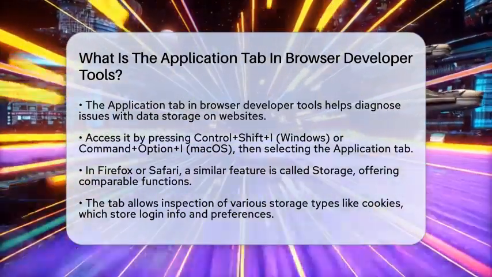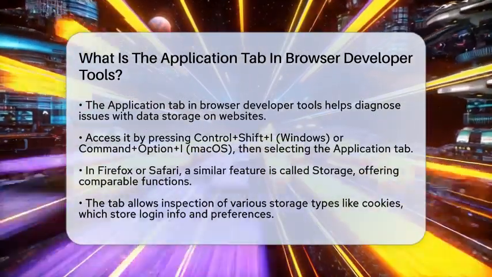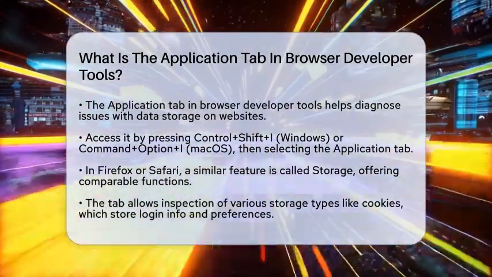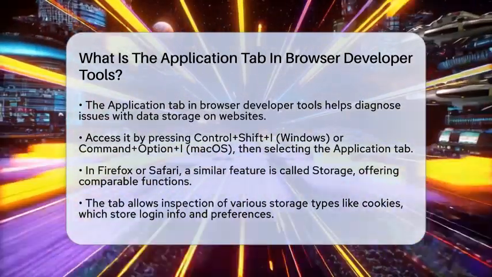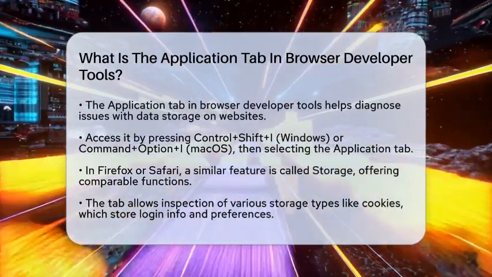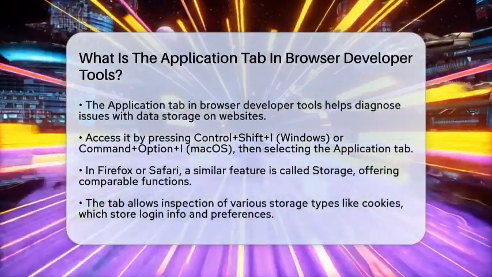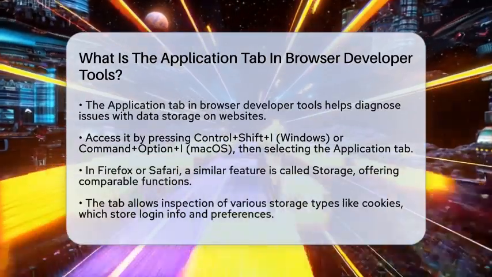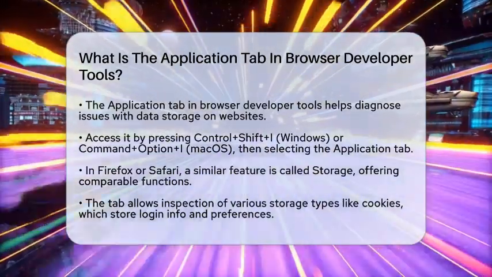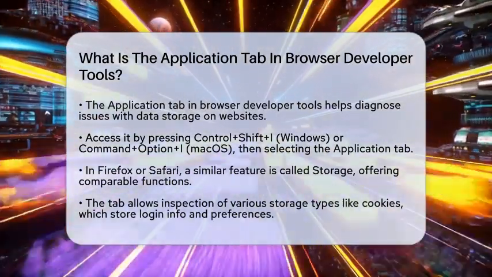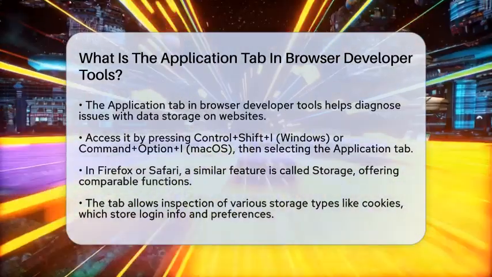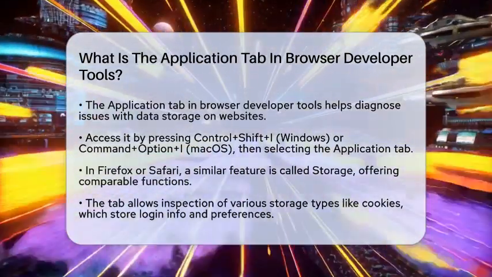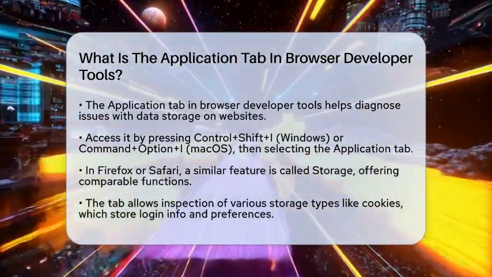When you open your browser's Developer Tools, usually by pressing Ctrl+Shift+I on Windows or Command+Option+I on macOS, you'll see a tab labeled Application in Chrome or Microsoft Edge. In Firefox or Safari, a similar tab called Storage offers comparable features. This tab is like a window into how your website handles data on the user's device.